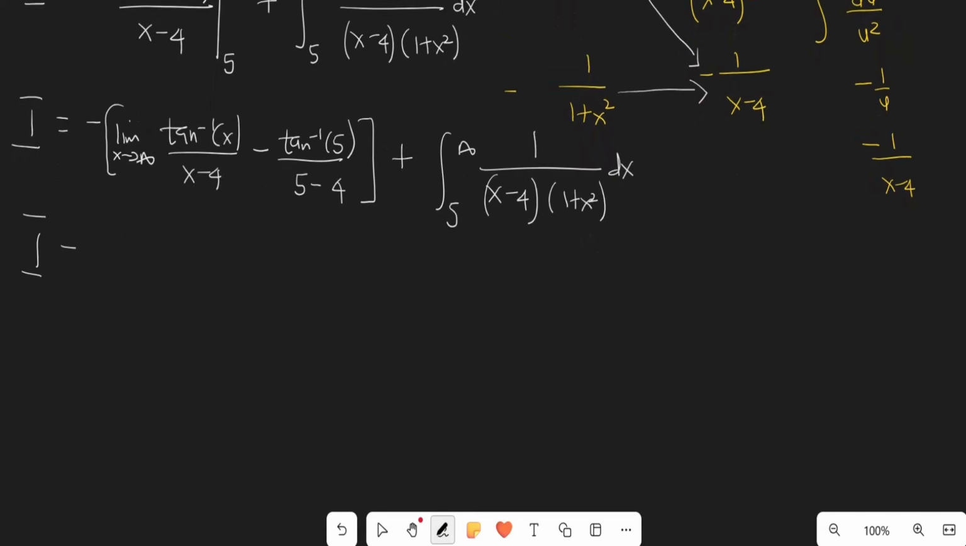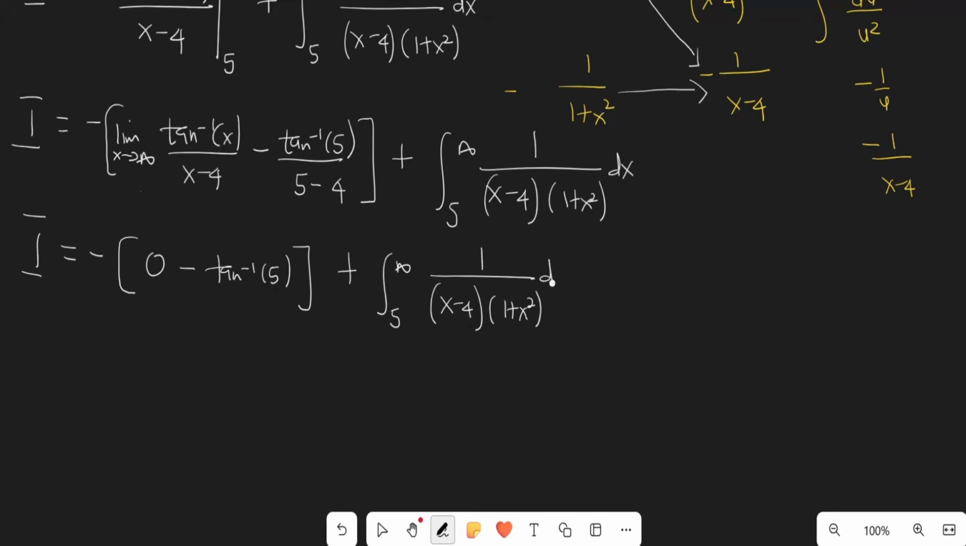Now the limits, what does it simplify to? So as x is approaching infinity, tan inverse of x is going to be approaching pi over 2. And x minus 4 is going to be approaching infinity. So pi over 2 over infinity is going to be 0. So this one is going to be approaching 0 as x approaches infinity, minus tan inverse of 5, because this is 1. This is what we have, and then plus the integral from 5 to infinity of 1 all over x minus 4, and this is multiplied by 1 plus x squared dx.